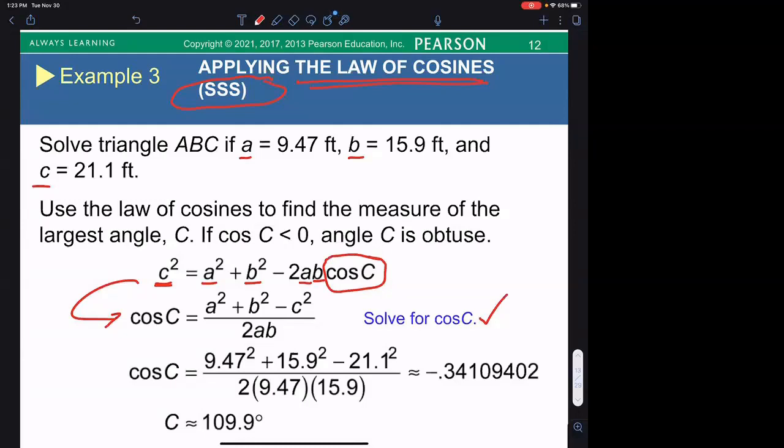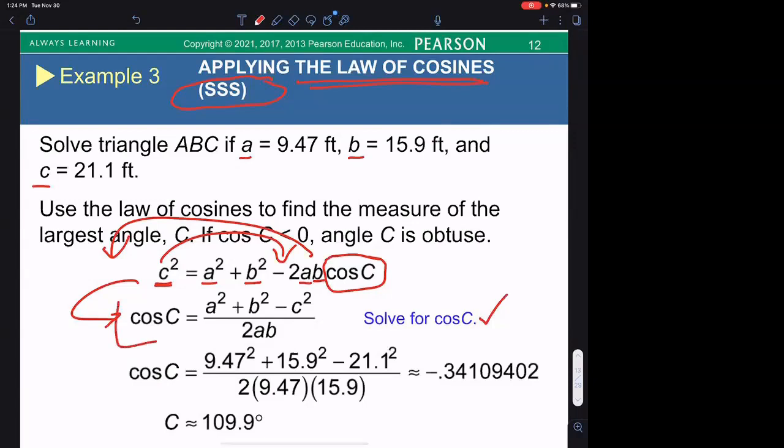So they subtracted a squared from both sides. They subtracted b squared from both sides. Or actually they didn't. They moved this over to the left and they moved this over to the right. So they subtracted c squared from both sides and they added 2ab to both sides. And then they divided by 2ab to solve for cosine.